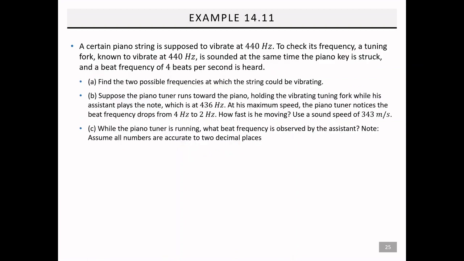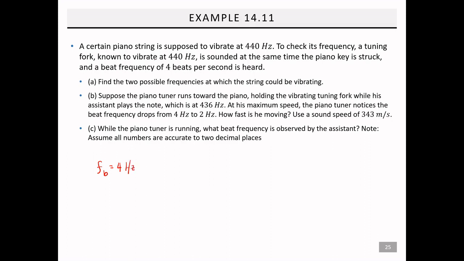And then finally, I'm going to leave you with this example, example 11 from chapter 14. So you have a piano, and one of the strings is supposed to vibrate at 440 Hertz. So you have someone that's tuning this piano. They strike a tuning fork that always vibrates at 440 Hertz. And when you compare the sound of the tuning fork to the sound of the piano, you can hear a beat frequency if they're not at the same frequency. In this case, you hear a beat frequency of 4 beats per second. Okay, so you have that f_B is 4 Hertz.